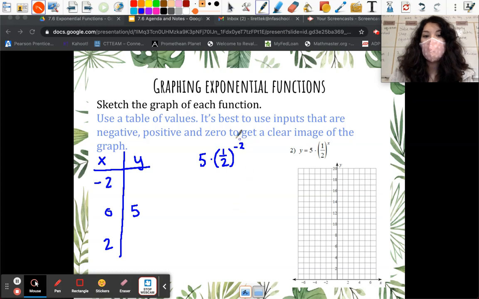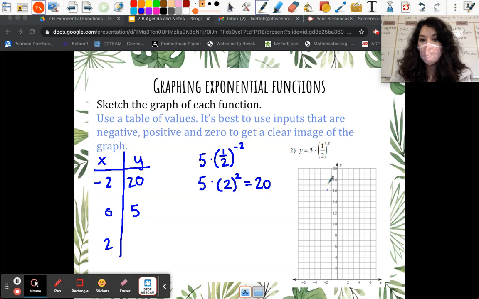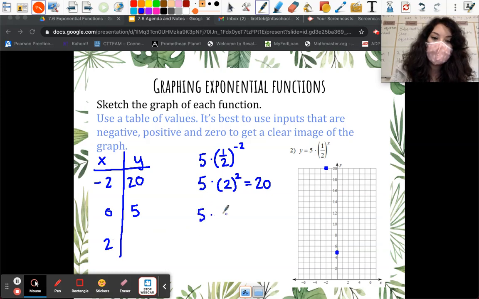For an input of -2, remember that a negative exponent tells me to just rewrite this value as its reciprocal. So it's going to be 2 over 1, or just 2 to the positive 2. And now I evaluate. I do the power first, which gives me 4, and multiply last, which gives me 20. So at -2, I'm all the way up here at 20. At 0, I'm up here at 5.